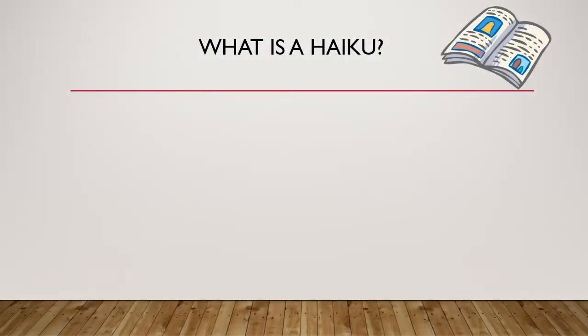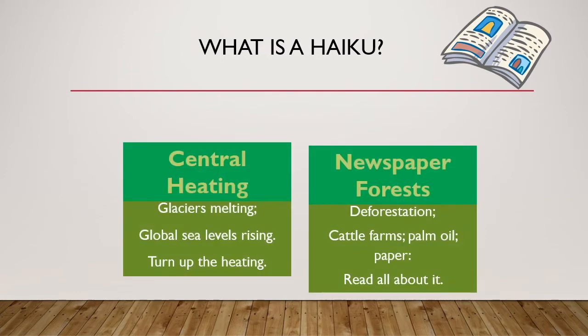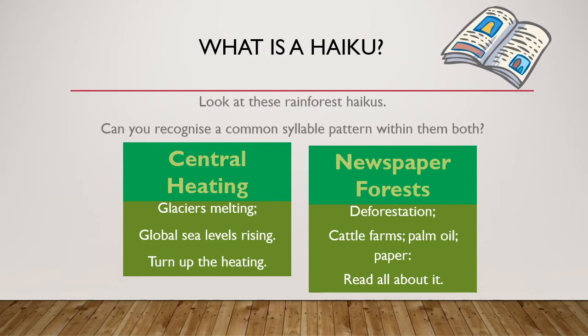Now that we've learnt a trick for counting syllables, we need to have a look at a haiku poem and how it's structured. Here are 2 examples: central heating and newspaper forests. I want you to look at these rainforest haikus. Can you recognise a common syllable pattern within both of them? I'll read them out to you.